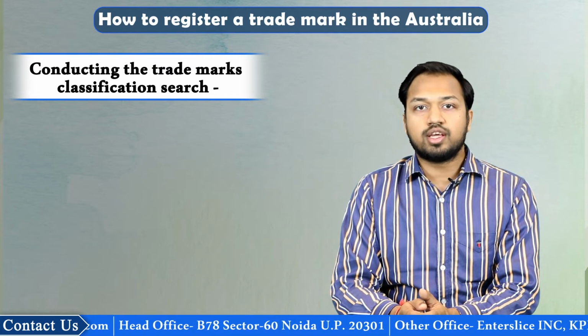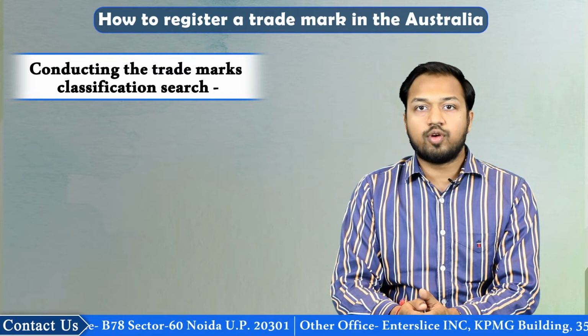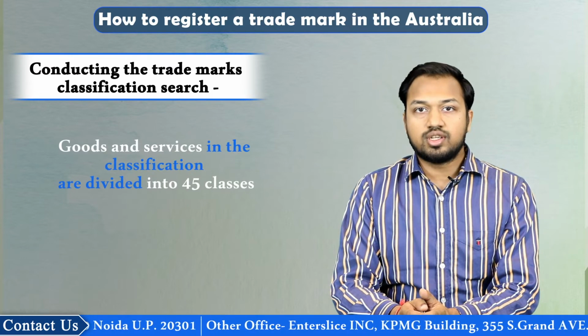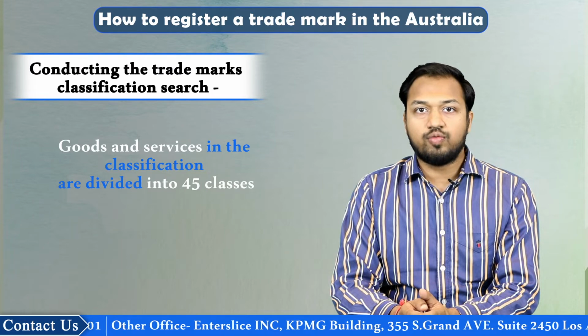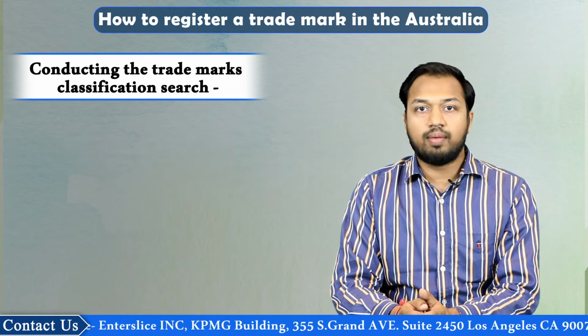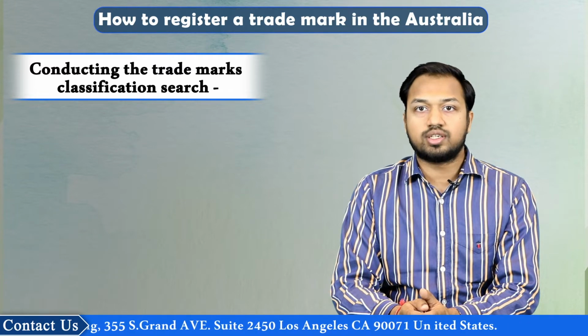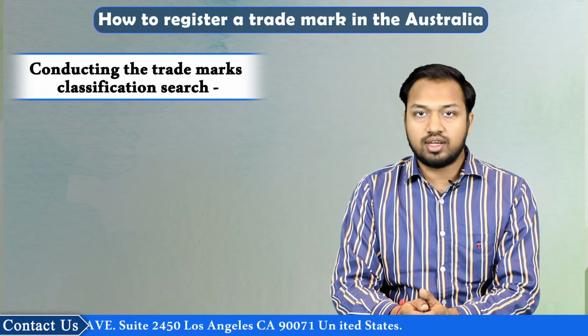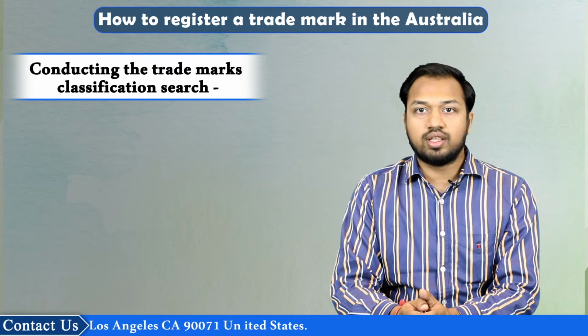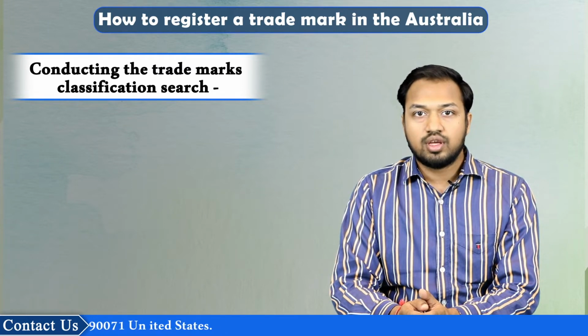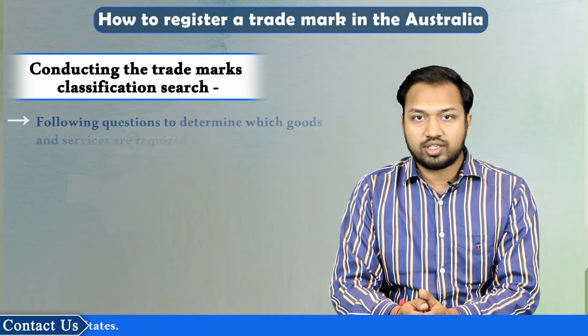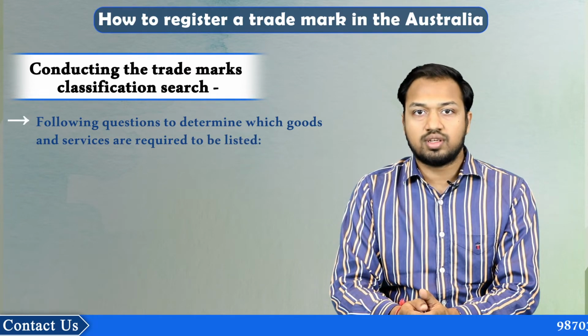If you have filled the application using the pick list, then you are eligible for a discount in the filing fees. The goods and services in the classification are divided into 45 classes. Before making the application, you must thoroughly think about the goods and services you want to protect using a trademark. If you make errors at this stage, you will not be able to expand the list once you have made the application.